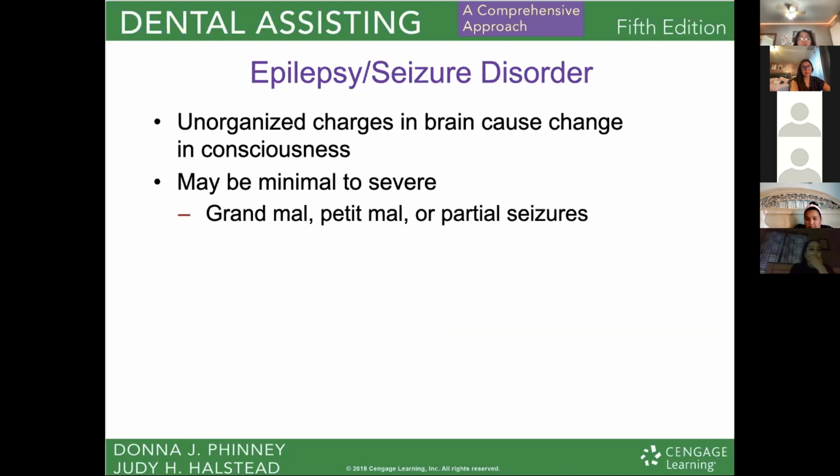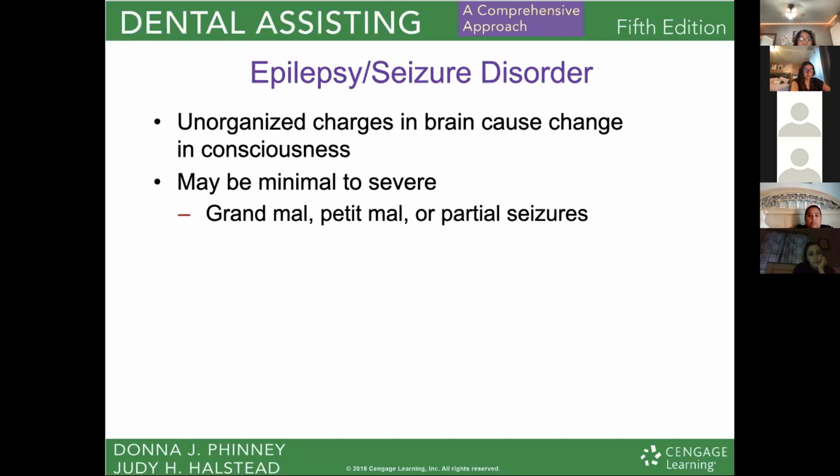There we go. Okay. So an epilepsy or a seizure disorder is when we have unorganized charges in the brain that cause change in consciousness. And this can be minimal and can also be severe. So the most common seizure is the grand mal seizure. This is when the patient becomes unconscious and the body jerks and twists and stiffens. Breathing may be irregular and they may lose control of their bowels and their bladder when the seizure is over. So this can last anywhere from 2 to 5 minutes.